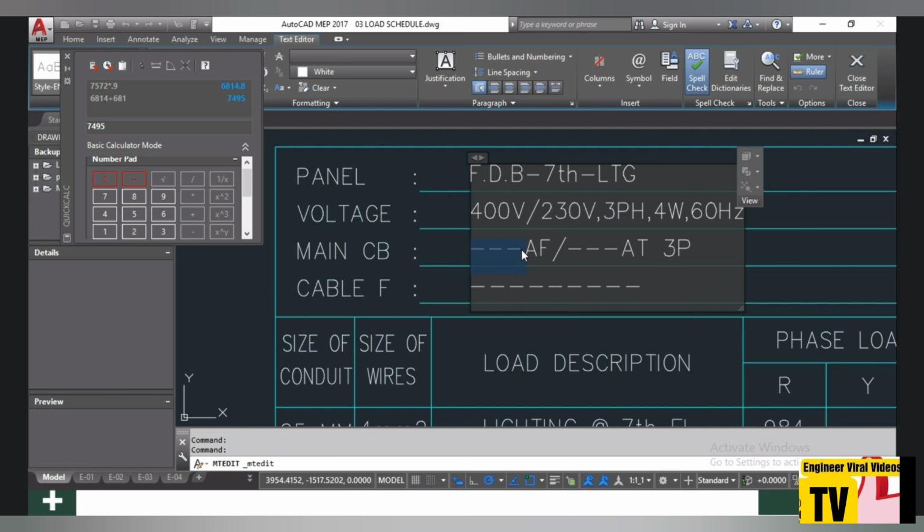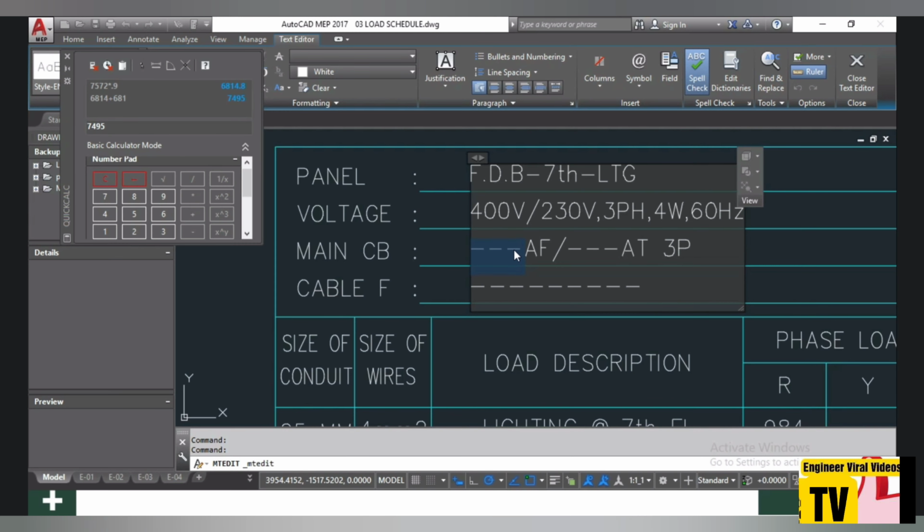This case is only for static loads, but if I have motors, I must consider the starting current. Suppose I have a motor and the running or nominal current is 10 ampere, and maybe the starting current is 3 times the nominal current. That means I will select a circuit breaker of 30 ampere.